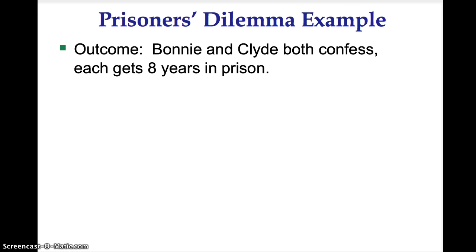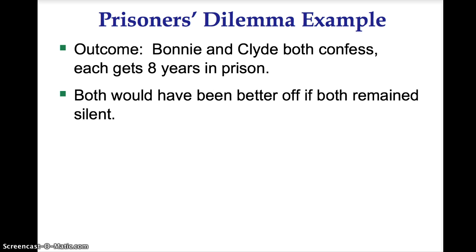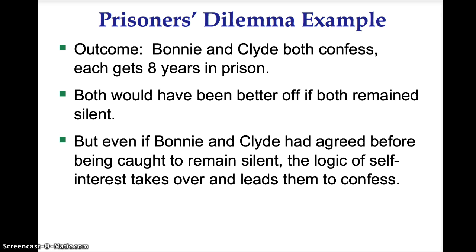The outcome. Bonnie and Clyde both confess, each get 8 years in prison, but both would be better off if they remained silent. Even if Bonnie and Clyde had agreed before they got caught to remain silent, the logic of self-interest takes over and leads them to confess.